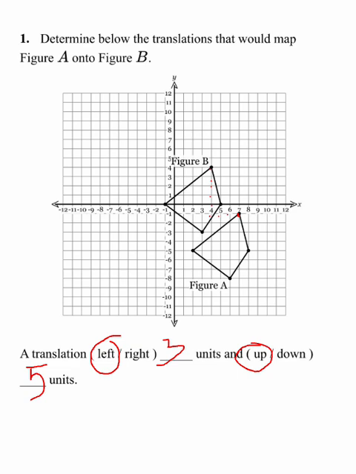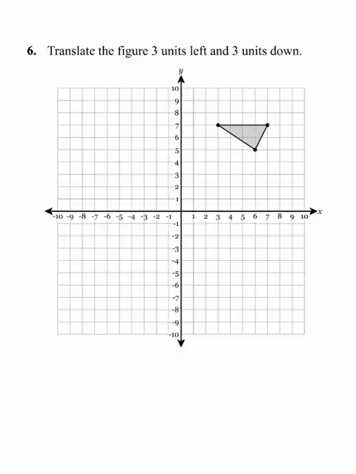So for the next group of questions, you are translating the figure. Instead of describing it, you're going to translate. In this case, we do need all 3 points, or however many points are in your shape. You need to use all of them and translate them. So this is asking, translate the figure 3 units left and 3 units down. It's asking us to translate.